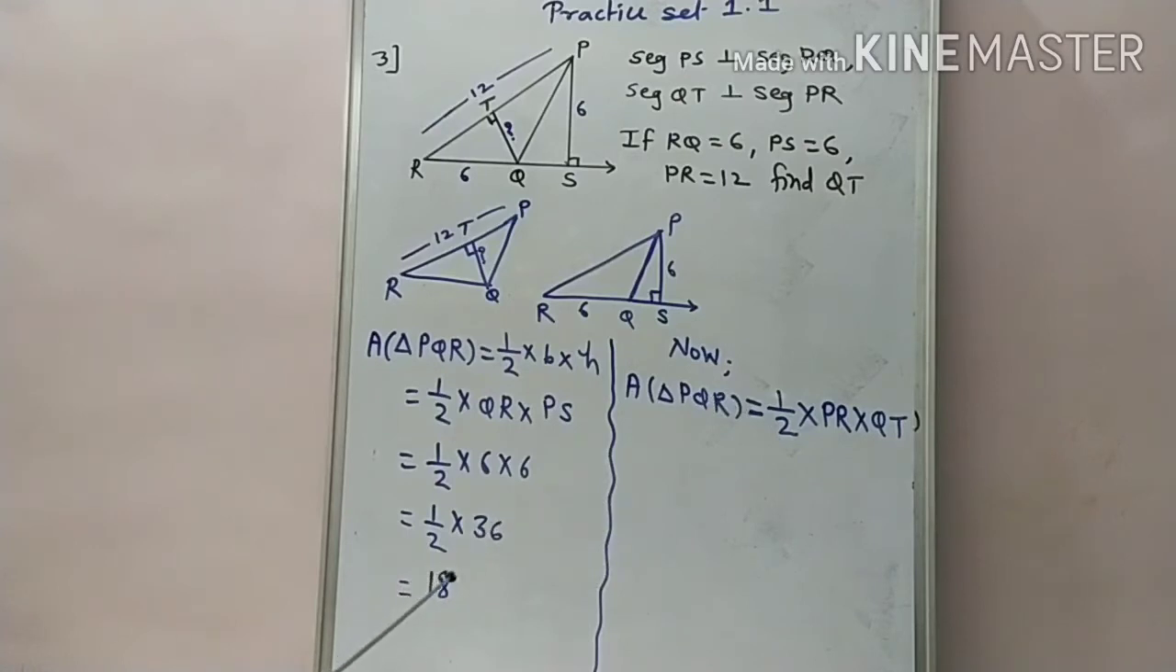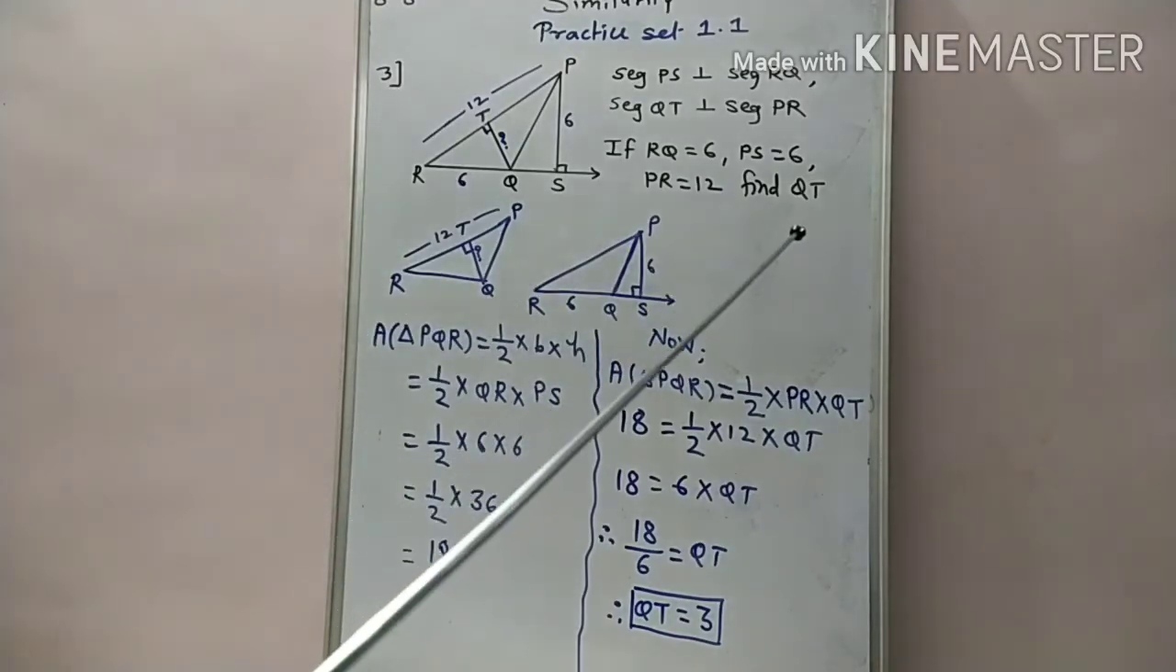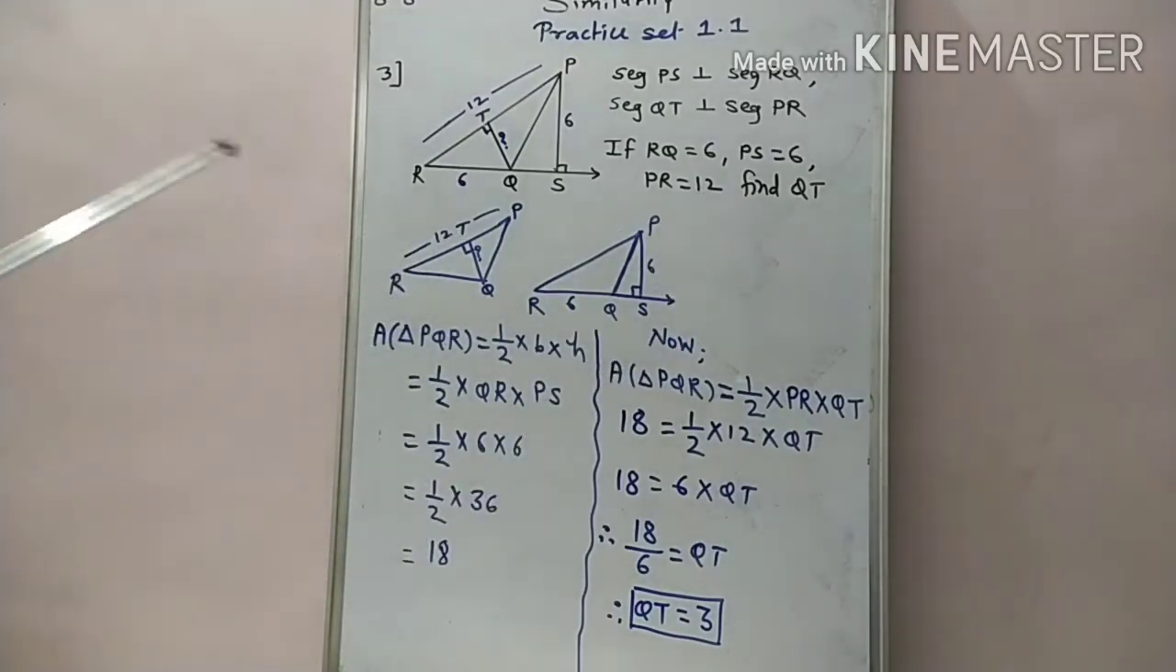And now we substitute this value 18 on the left hand side. PR is given as 12, and now we find QT. Okay students, so solve it and find QT like this. Understood students? So we substitute the values: the area of triangle PQR as 18 equals half into PR, given as 12, into QT. PR is 12, so simplify this: divide 12 by 2, so the answer is 6 into QT. For QT we take this 6 to the left side: 18 upon 6, so the answer is 3. That means we find that the value of QT is 3.